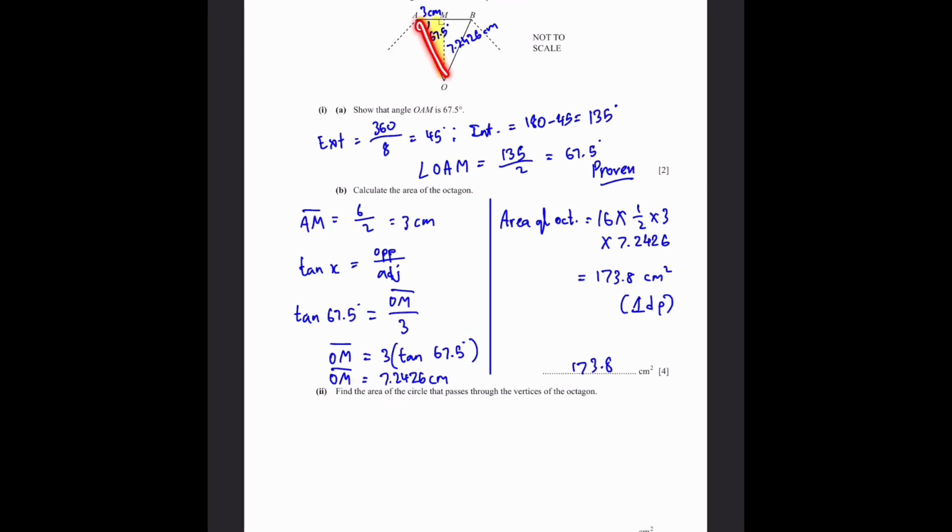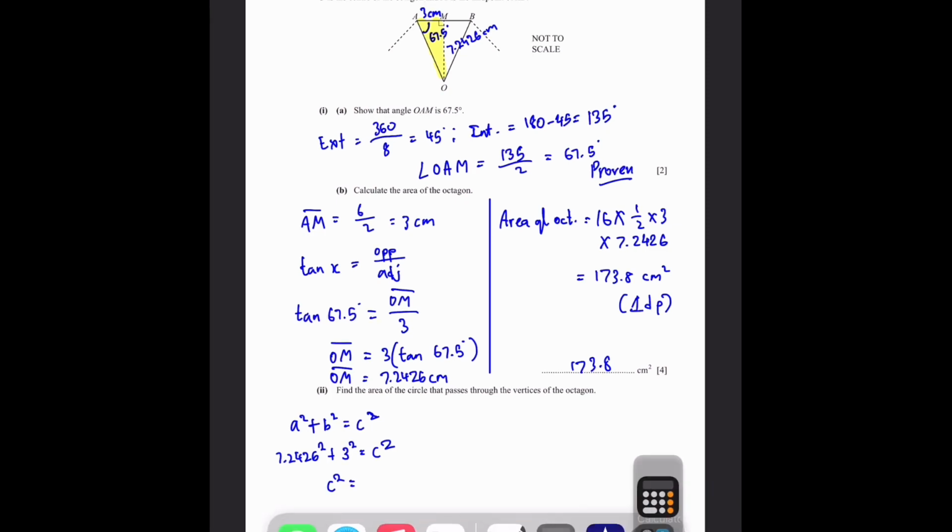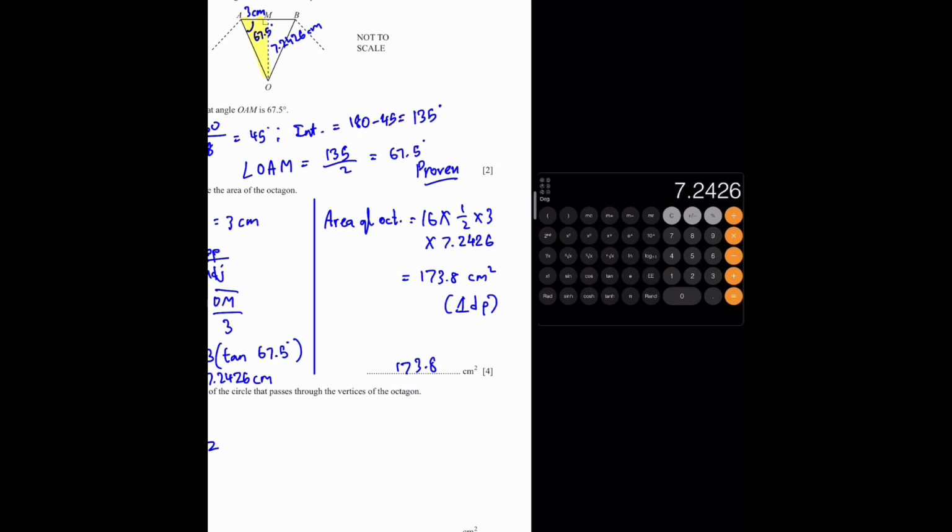But how do we find this side? Well, once again we can realize that this triangle is a right angle triangle because this is 90 degrees. So we use the Pythagoras theorem. Because we have two sides, we can find the third side by doing a squared plus b squared equals c squared. That means 7.2426 squared plus 3 squared is equal to c squared. So c squared will be, let's get our calculator out, for 7.2426 squared.